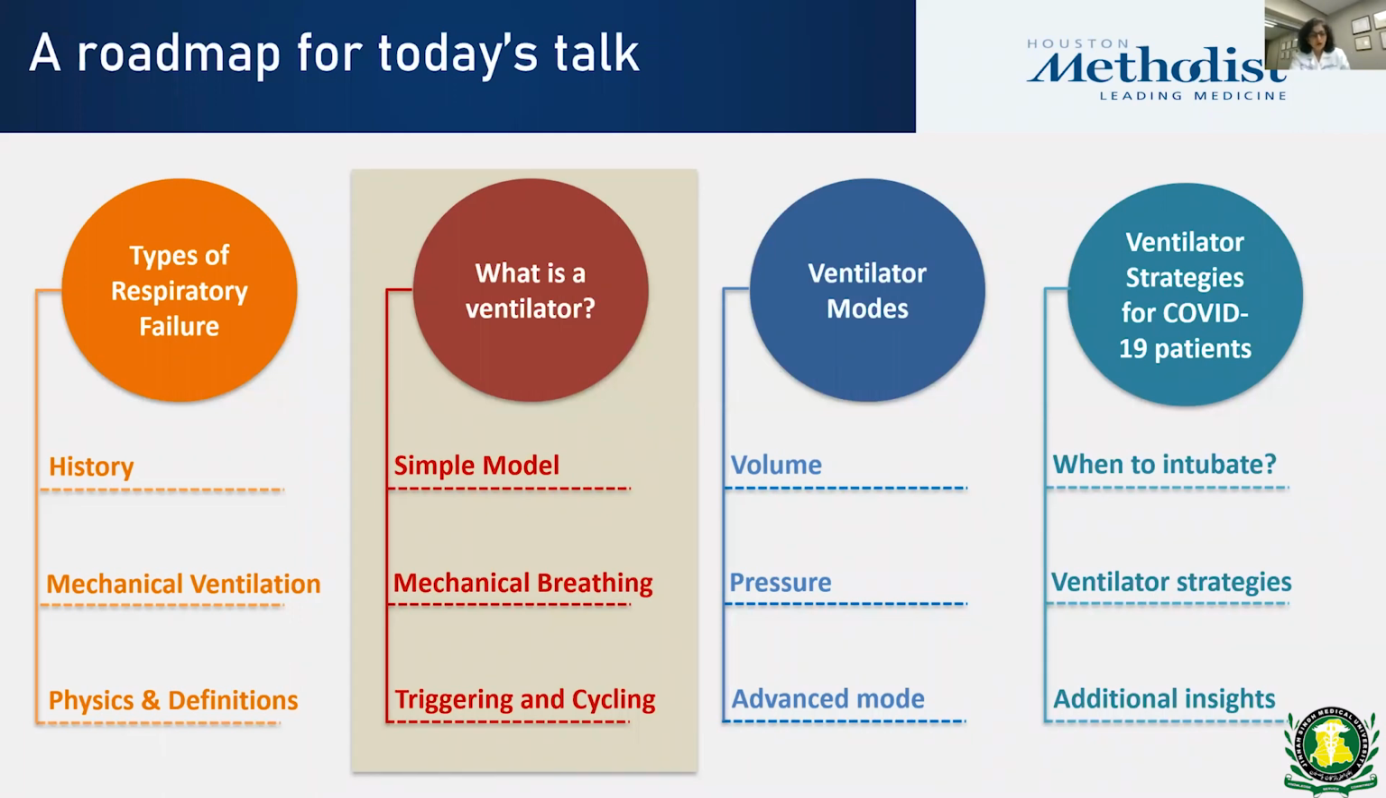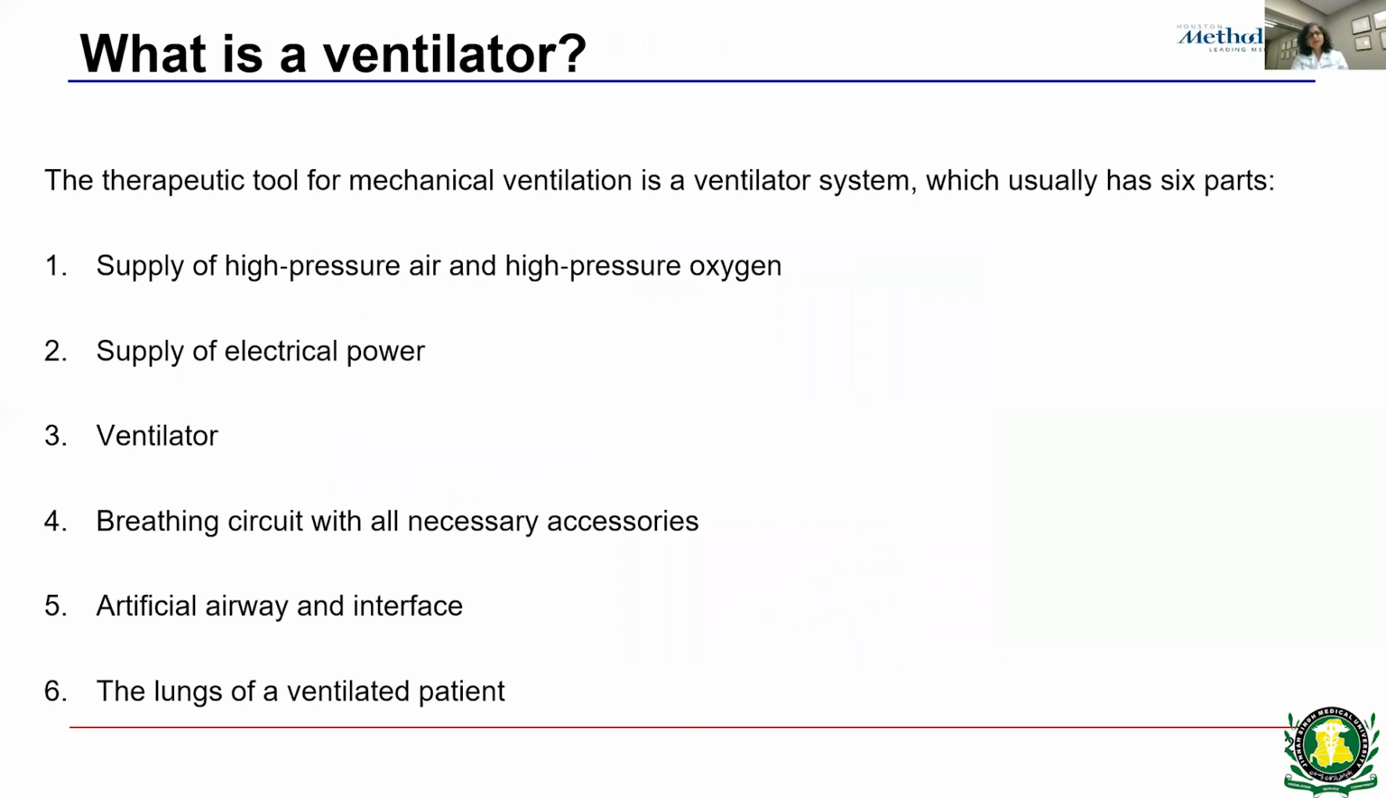Now we're going to move on and talk about what is a ventilator and what is mechanical breathing. The therapeutic tool for mechanical ventilation is the ventilator system, which usually has 6 parts. One is the supply of gas, usually high pressure air and high pressure oxygen. 2, the supply of electrical power. 3, the ventilator itself. 4, a breathing circuit with all the necessary accessories. 5, the airway, the artificial airway, in this case, the endotracheal tube, and 6, the lungs of the ventilated patient.